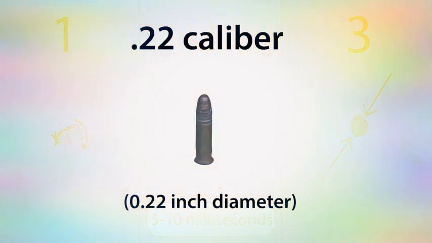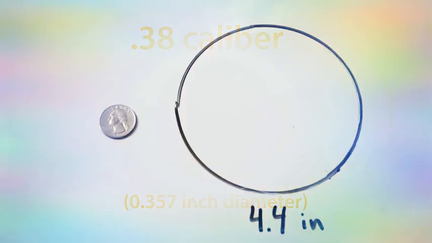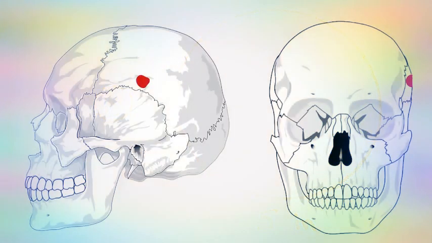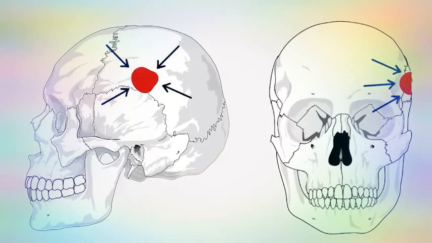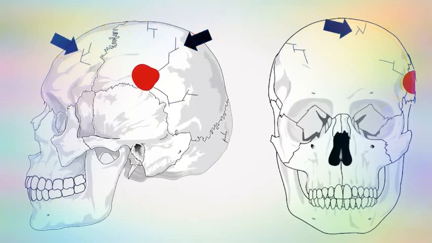For instance, a .22 caliber bullet produces a wound of 2.7 inches. A .38 caliber bullet creates a 4.4 inch wide wound, and a .45 caliber bullet creates a 5 inch wide wound. Though it's very short, the expanded cavity does a remarkable amount of damage to the skull. This wound creates a vacuum effect, causing air to rush into it, making the cranial cavity expand, causing secondary fracture lines that spread out from the wound.